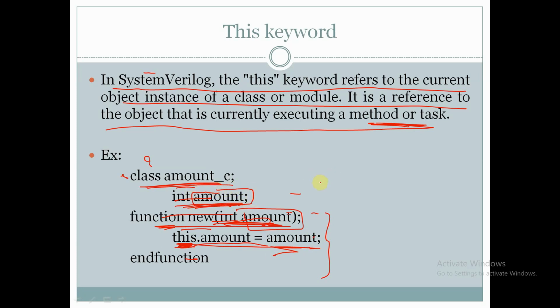So for removing the ambiguity, that is if a class contains two same names, for removing the ambiguity or confusion, we use this keyword.